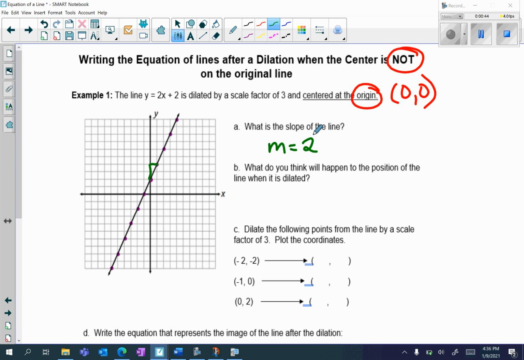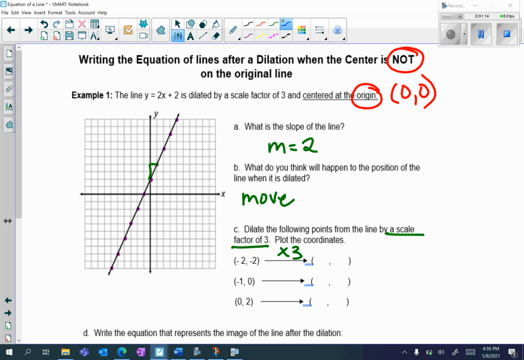B, what do you think will happen to the position of the line when it's dilated? Well, I think it'll definitely move somehow. C, we want to dilate the following points from the line by a scale factor of 3, and we want to plot the coordinates. So remember, when we're dilating by a scale factor of 3, since we're centered at the origin 0, 0, we can multiply the points by 3.